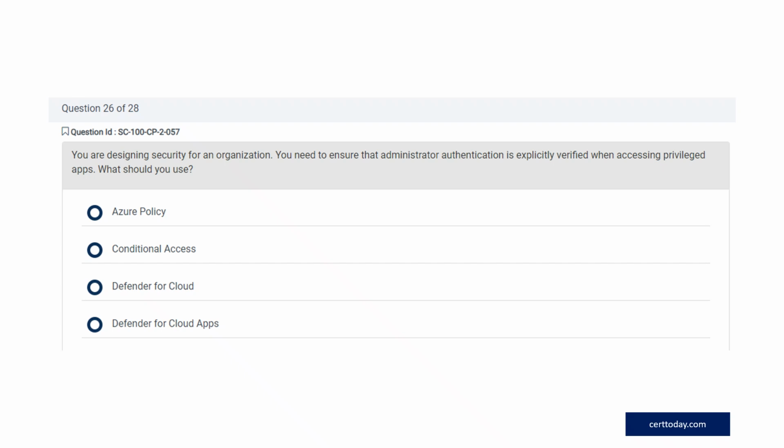Question 26. You are designing security for an organization. You need to ensure that administrator authentication is explicitly verified when accessing privileged apps. What should you use? A. Azure policy. B. Conditional access. C. Defender for cloud. Or D. Defender for cloud apps.